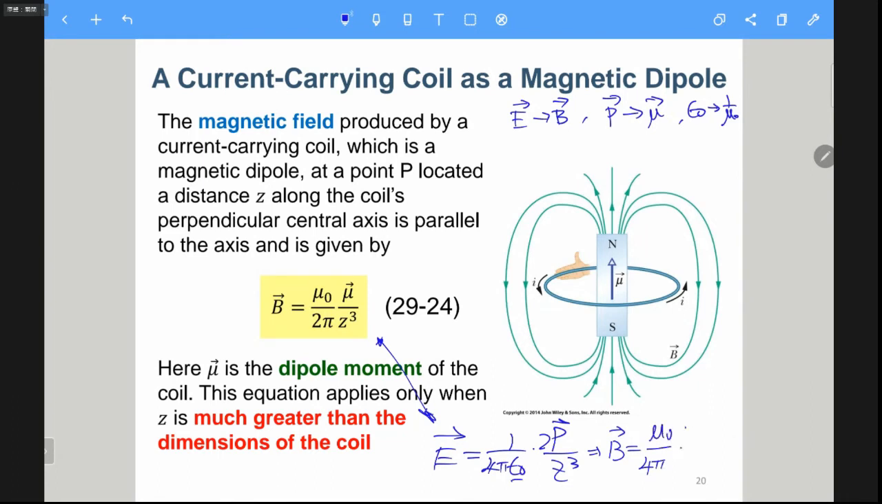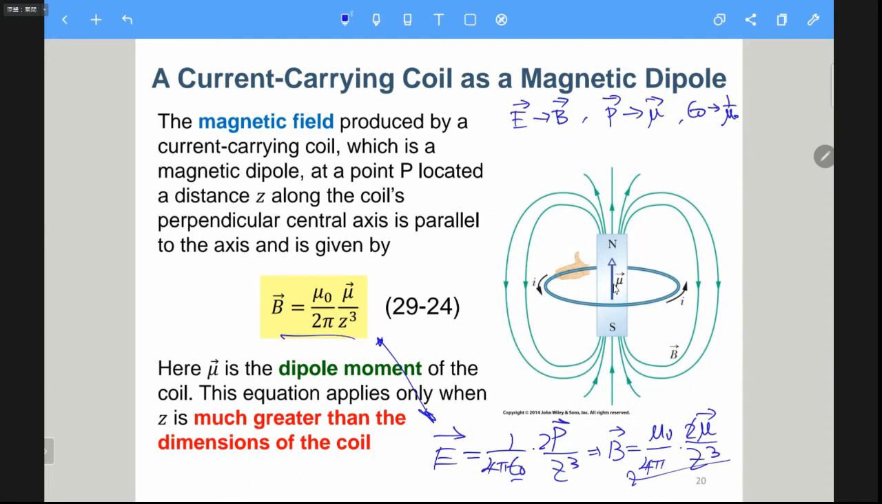And then 2, P becomes mu. Electric dipole moment becomes a magnetic dipole moment. And then we still have c cube here. So this one is actually this one. Of course, this 2 and this 2 cancel. You have a 2 pi here. Okay.